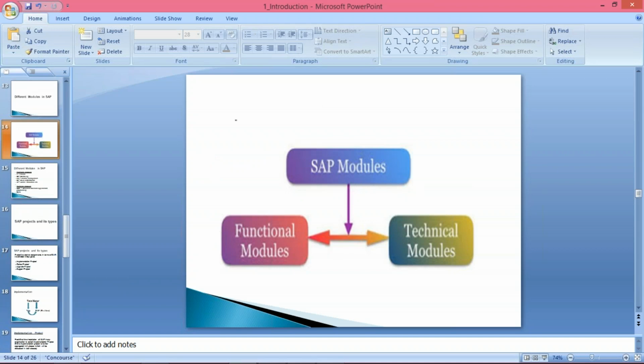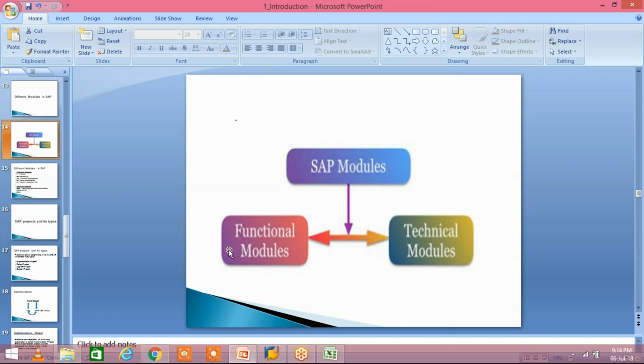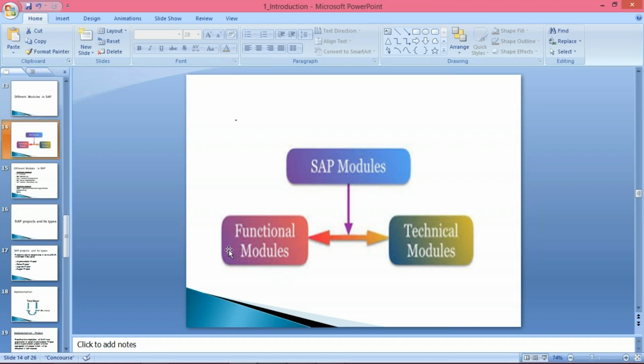At a broader level, it is going to be divided into two parts. The first one is called functional module, and the second one is called technical module. So now, what is this functional module and what is this technical module, guys?